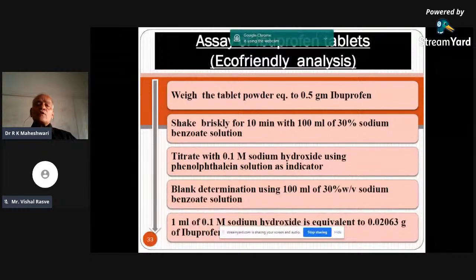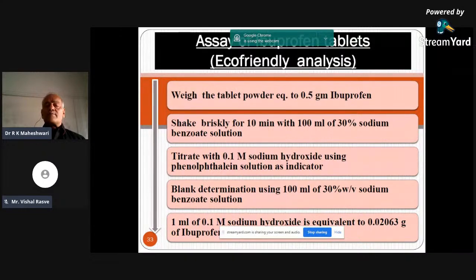But in the hydrotropic method, without the use of ethanol, without the use of chloroform, you just have to weigh the powder equated to 0.5 gram ibuprofen. Shake briskly for 10 minutes with 100 ml of 30% sodium benzoate solution. During this 10 minutes shaking, what happens? Ibuprofen, which was present in the tablet powder, gets dissolved in this hydrotropic solution. Then titration is done with NaOH solution. End point determination is done. So what you are seeing here, just by the use of sodium benzoate solution, you can perform the assay of ibuprofen tablets.